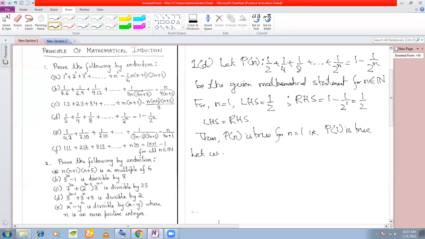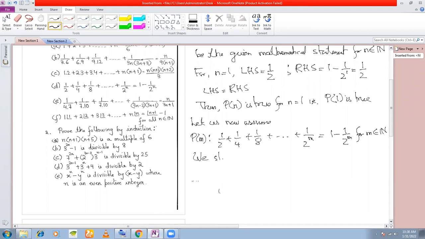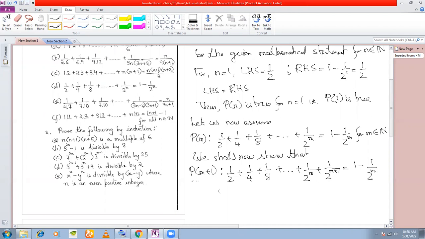Let us now assume Pm: half plus 1/4 plus 1/8 up till 1/2 to the power of m is equal to 1 minus 1/2 to the power of m for m belongs to N. We shall now show that Pm plus 1: half plus 1/4 plus 1/8 up to 1/2 to the power of m, and the extra term is 1 by 2 to the power of m plus 1, and on the right hand side, 1 minus 1 by 2 to the power of m plus 1. So assuming this, you have to show this.